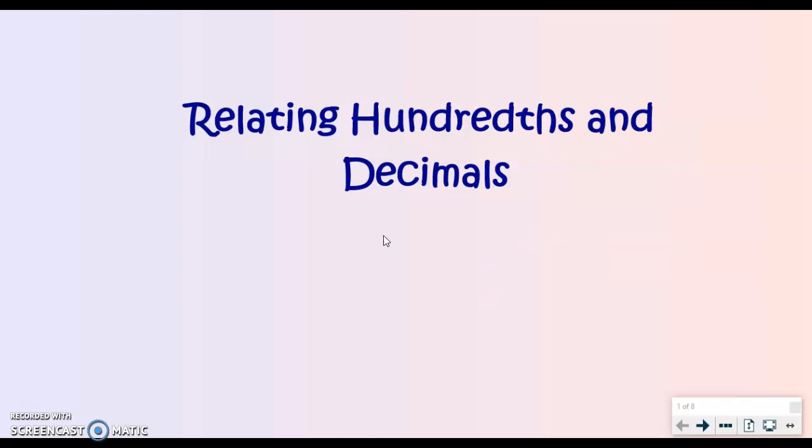Hey everyone, today we're going to talk about relating hundredths and decimals. In the previous lesson we learned about tenths, we learned what decimals were and how they represent parts of a whole, like fractions. And today we're going to get more in depth with that hundredths place value.